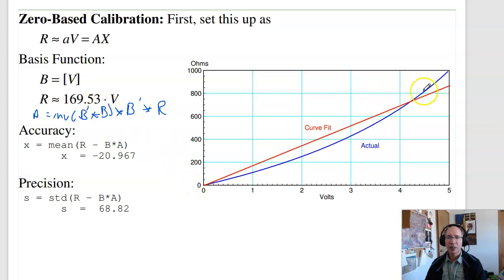So the red line is my curve fit. Note that it passes through the origin. It also minimizes the sum square difference. Take the difference between these two, square it, add them all up. This line minimizes the sum square difference, least squares. So there's my answer. In terms of accuracy and precision, the accuracy would be the mean error, R versus my curve fit, B times A. So it's not accurate. The precision is the standard deviation.